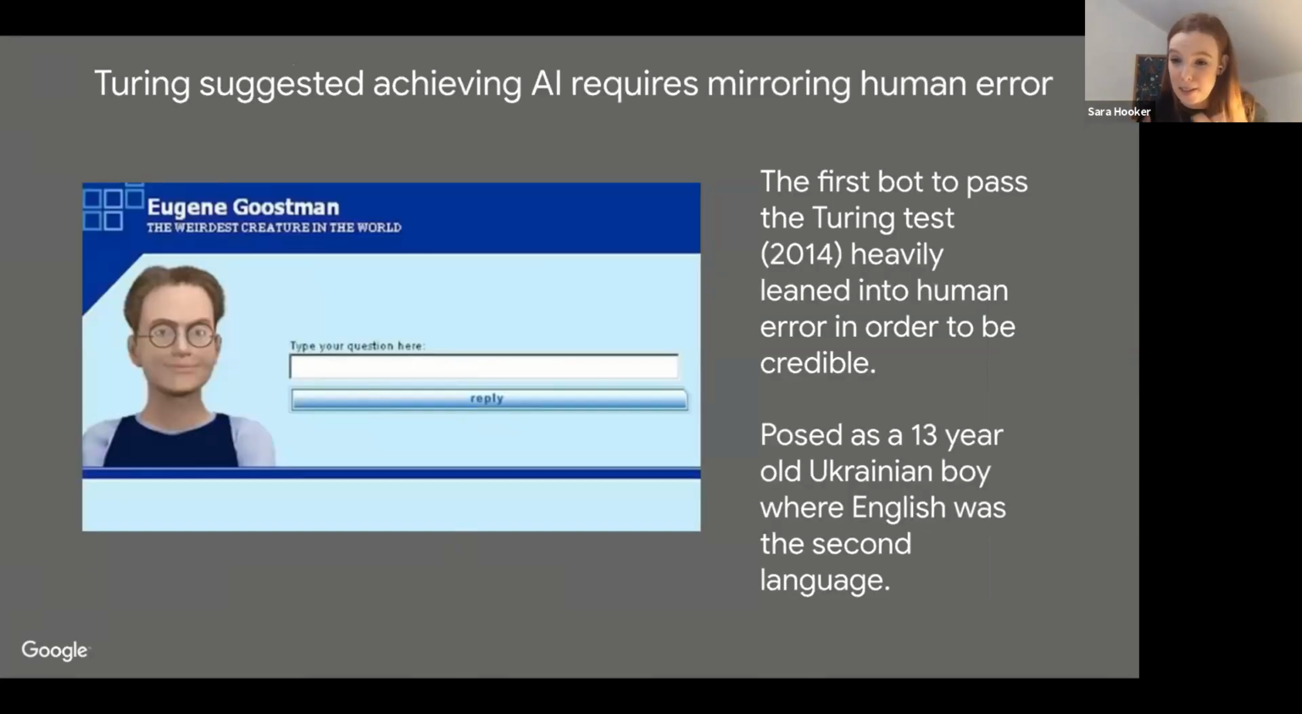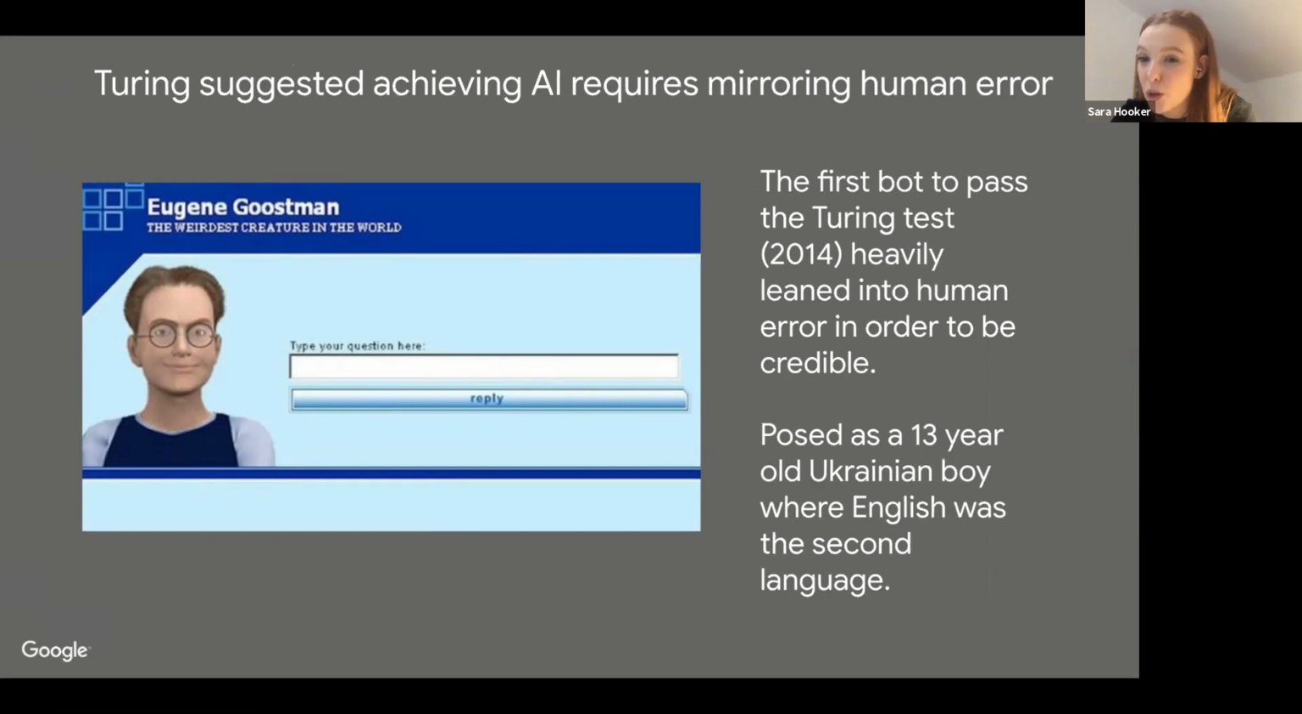What is fascinating is that, as I mentioned, the Turing test is being formalized as this type of competition. And the first bot to pass the Turing test actually heavily leaned into human error in order to be credible. So this bot, which was named Eugene, posed as a 13-year-old Ukrainian boy where English was a second language.